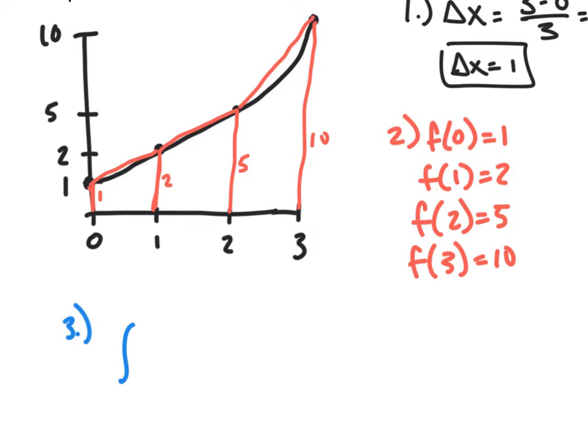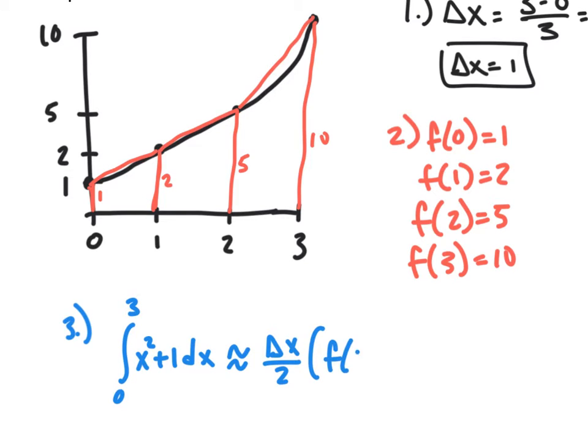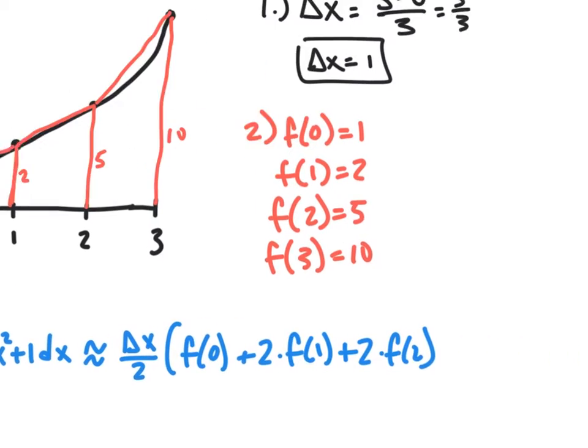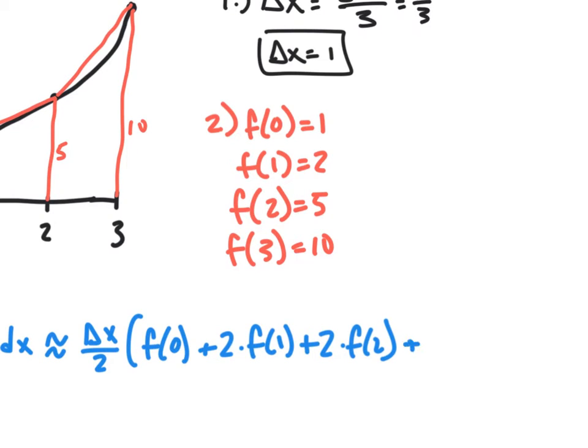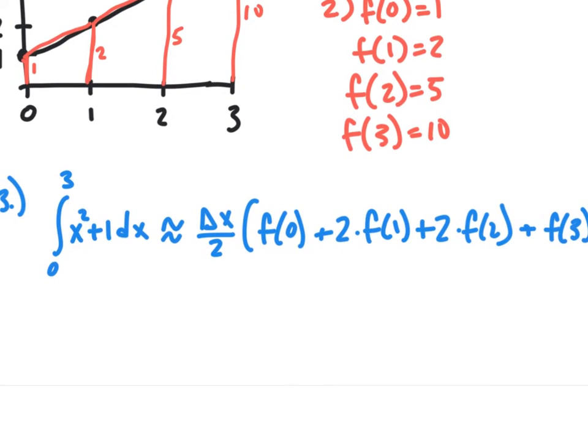I'm going to say the integral from 0 to 3 of x squared plus 1 dx is approximately equal to delta x over 2 times my first y value, which is f of 0, plus 2 times f of 1, plus 2 times f of 2, and then my last one, I'm just going to put out as a single, plus f of 3. So I'm going to go ahead and substitute my numbers in for what I've got here.